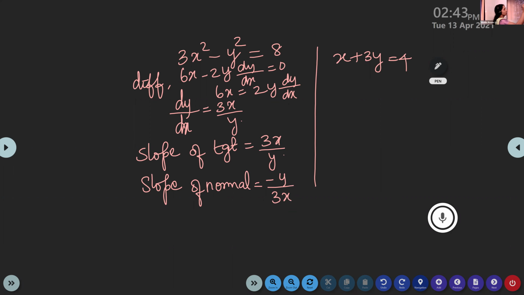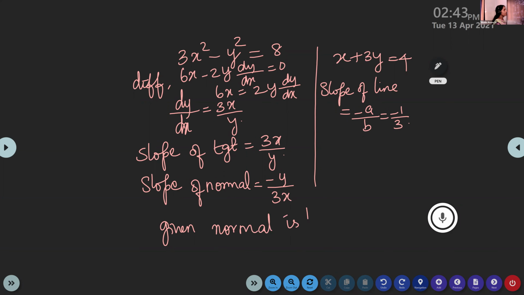Now, for the given line, what is the slope? Minus 1 by 3. Slope of the line is minus a by b, that's minus 1 by 3. Okay, so now what is given in the question? Normal is parallel to the line. So slopes are equal.